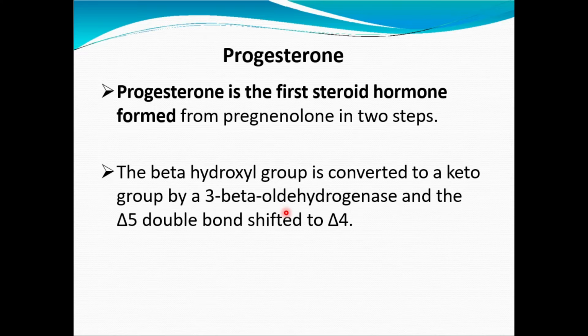Actually, its name is 3 beta hydroxysteroid dehydrogenase enzyme. And in the second step, another reaction is performed by shifting of the delta 5 double bond from carbon number 5 towards carbon number 4. So after these two reactions, progesterone is made from pregnenolone.